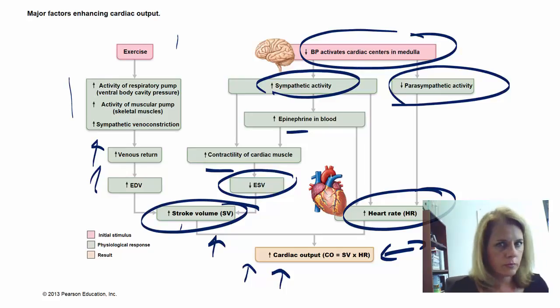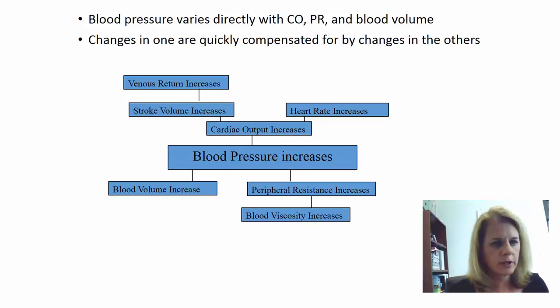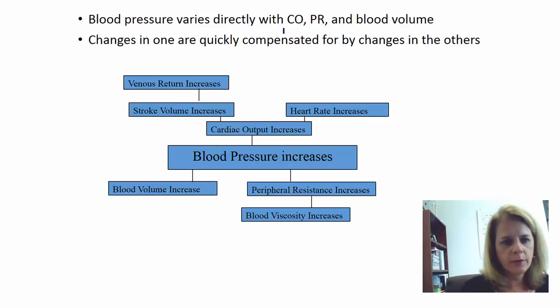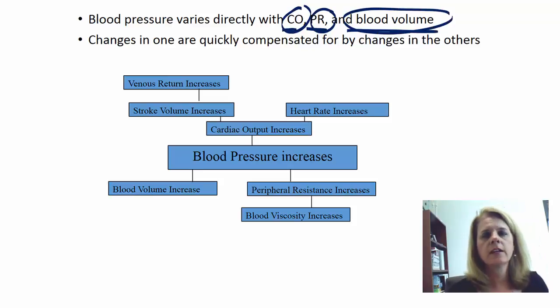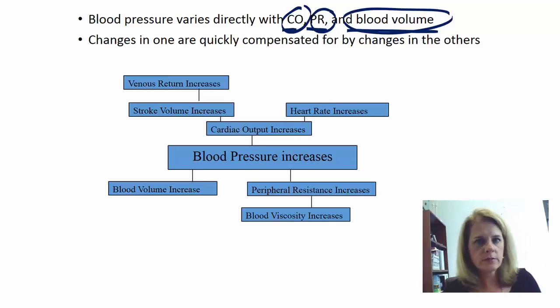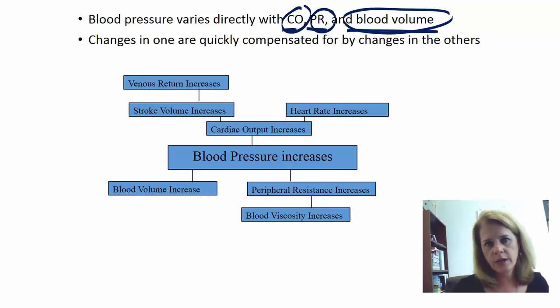All right, so bringing that back, what does that have to do with blood pressure? Well, blood pressure varies directly with your cardiac output, your peripheral resistance, and your blood volume. So anything that changes cardiac output, anything that changes peripheral resistance, anything that changes blood volume can change blood pressure, okay? And so if your cardiac output is changing, your peripheral resistance may compensate for that. If your blood pressure is changing, your cardiac output may compensate for that to try to maintain and keep blood pressure constant.